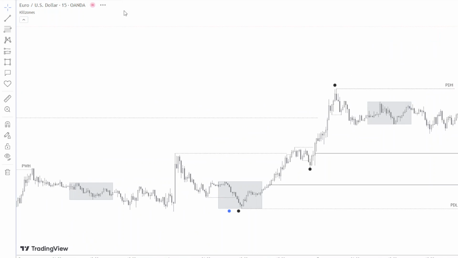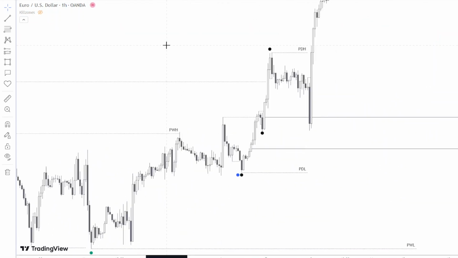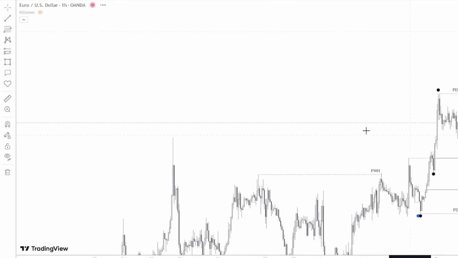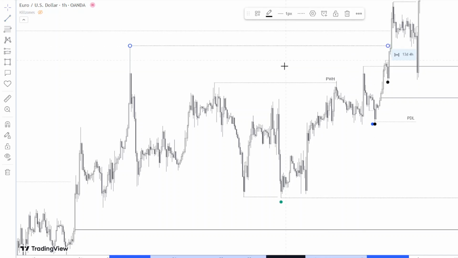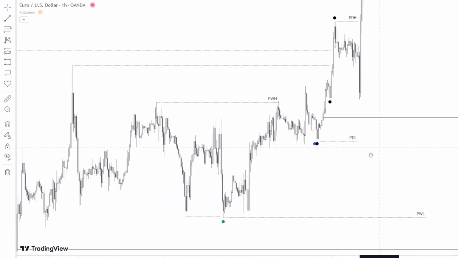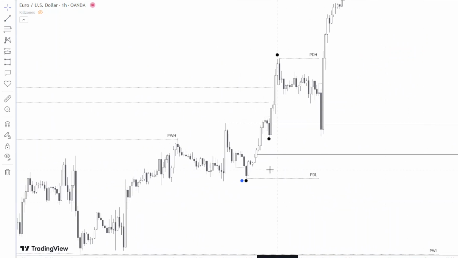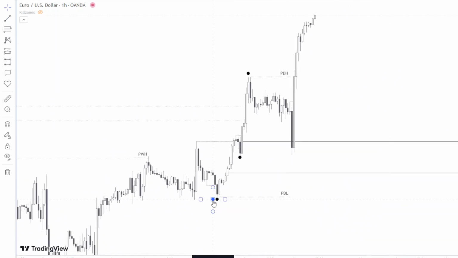Okay, if we go on the H1 from last week, we were bullish and we were hoping to see this high being taken, this high. Okay, we're looking for that high to be taken. So when that high got taken, this became our strong low on H1.